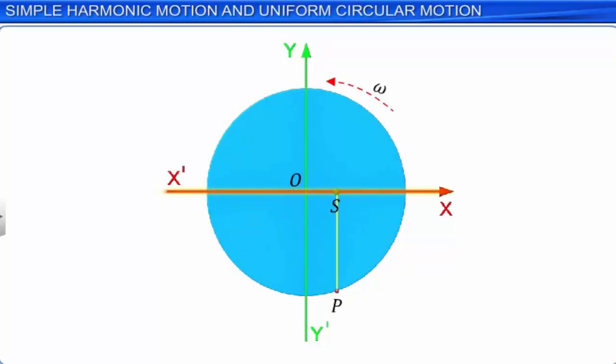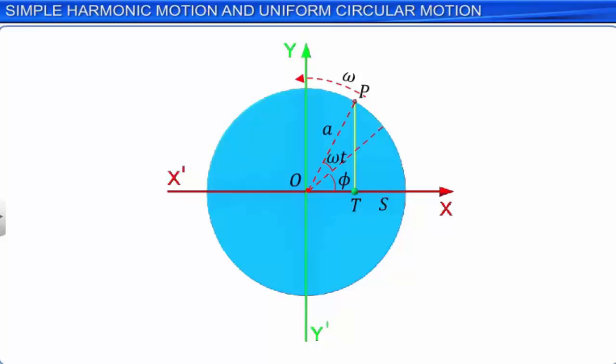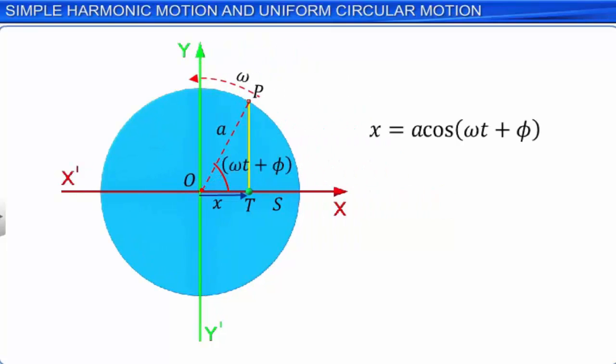At time t equal to 0, the revolving particle makes an angle phi with the x-axis. From this position, when it moves through an angle omega t in a time interval t, its projection moves from S to T along the x-axis. The displacement of the projection executing simple harmonic motion along the diameter along the x-axis can be written as x is equal to a cos omega t plus phi, where a denotes the amplitude of simple harmonic motion, which is the radius of the reference circle.